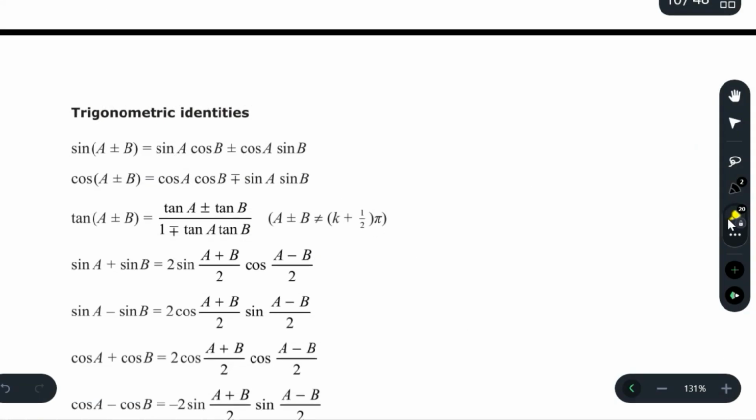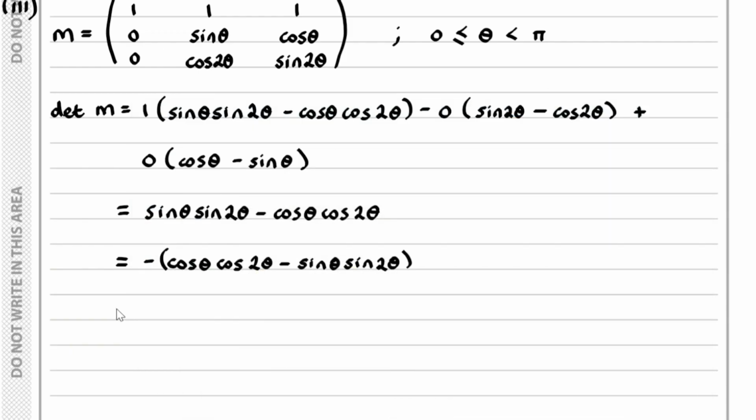And then if we compare with what we have here, we've got a minus here, which means we should have the plus here. Now A is theta, B is 2 theta, which means we end up with minus cos of theta plus 2 theta. So we have minus cos 3 theta.